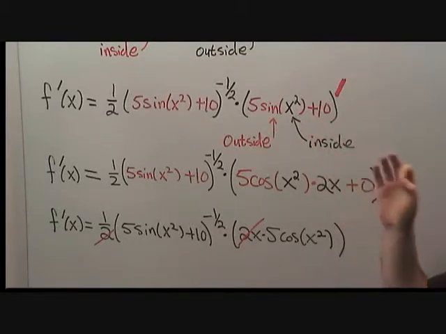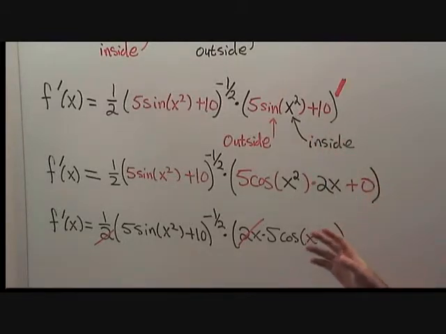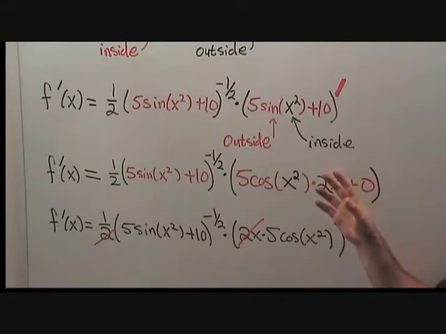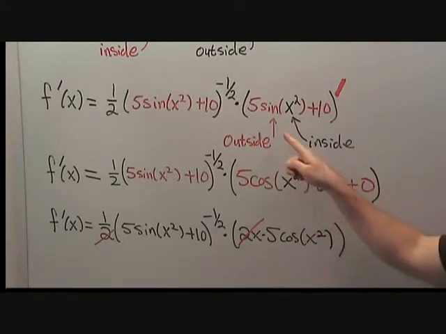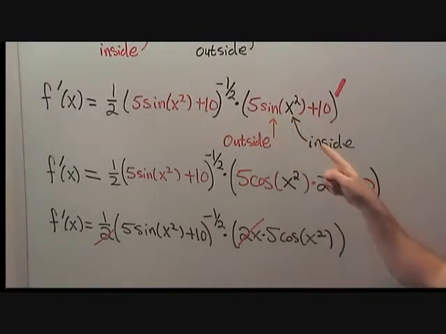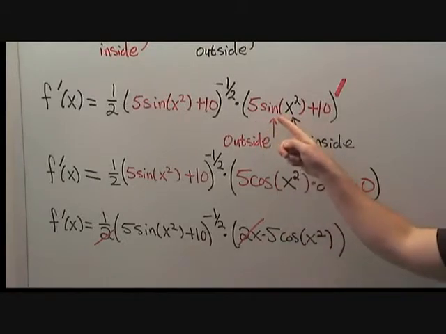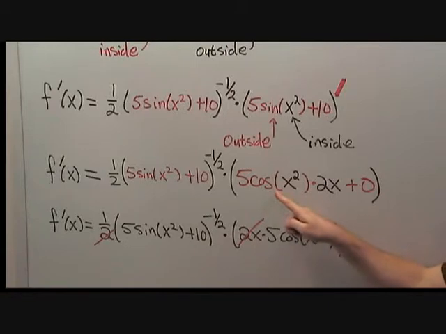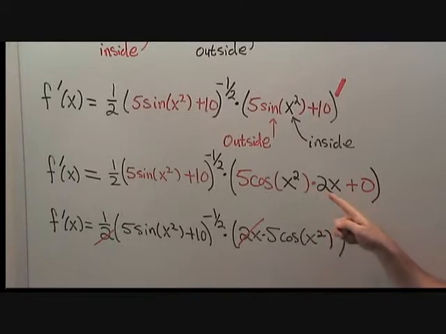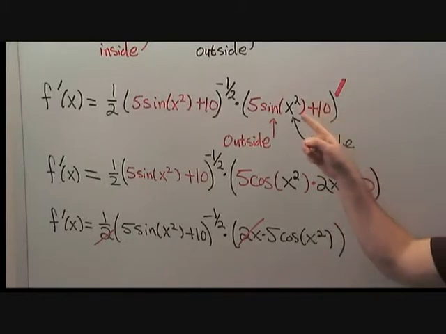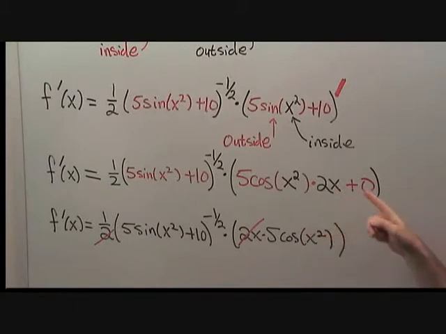Now we encounter another composition of functions. So we need to apply the chain rule again. The outside function is the sine function, and the inside function is x squared. Differentiating 5 times the sine function, we get 5 times the cosine function. We need to leave the inside the same and then multiply by the derivative of the inside. The derivative of the inside is the derivative of x squared, that is 2x. Finally, we still have to take the derivative of the constant 10, which is 0.